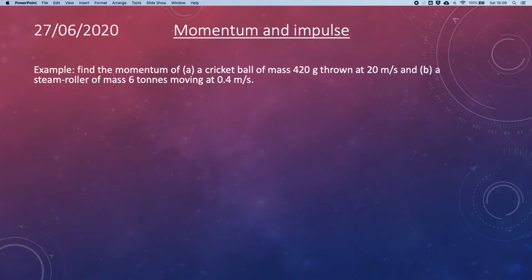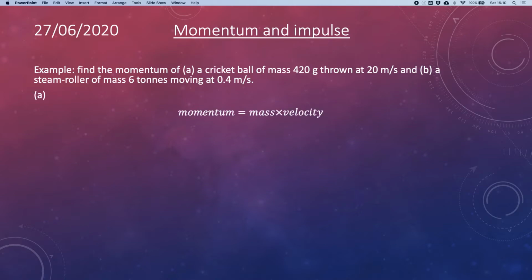So, for example, we'll find these two momentums. A, a cricket ball, mass 420 grams, thrown at 20 meters per second, and B, a steamroller of mass 6 tons, moving at 0.4 meters per second. Now, I just want you to have a think beforehand. Which of those two things do you expect to have a bigger momentum? Will it be the cricket ball or will it be the steamroller? Think about why that is in your head.